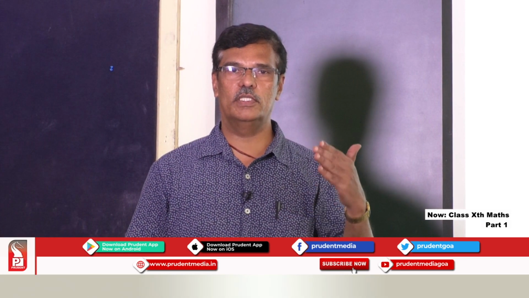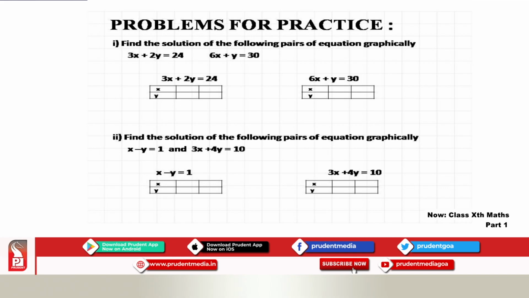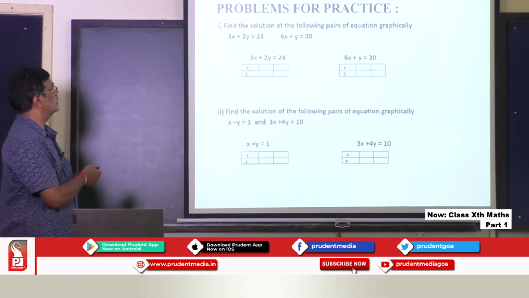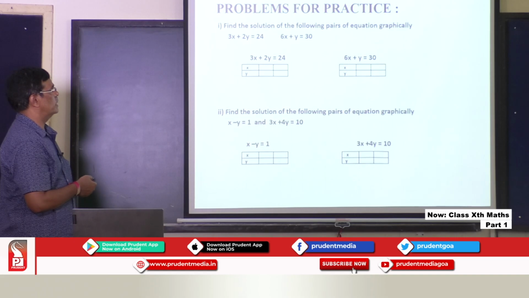So I am giving now some more problems for practice for graphical part also. Here are some problems. Problems for practice now. Here I am giving you 2 problems to practice graphical problems at home. So here is the equation. Find the solution of the following pair of equations graphically. 3x plus 2y is equal to 24 and 6x plus y is equal to 30.